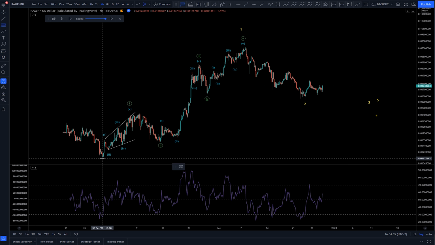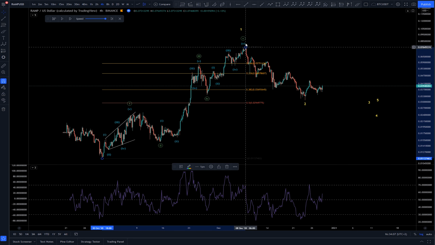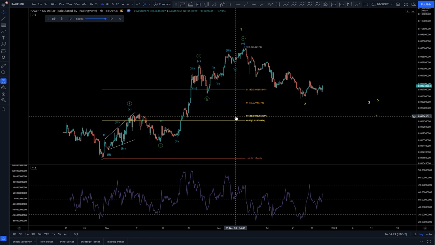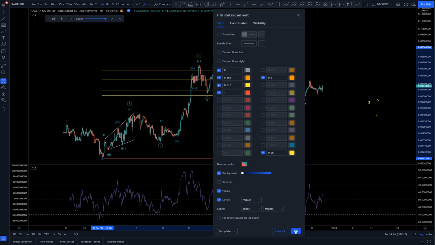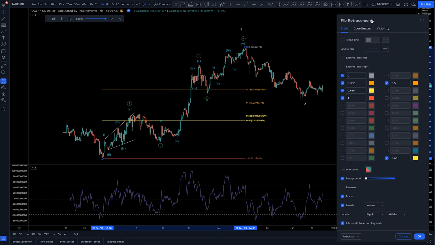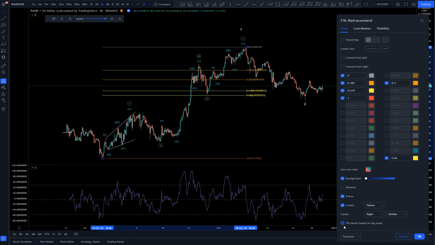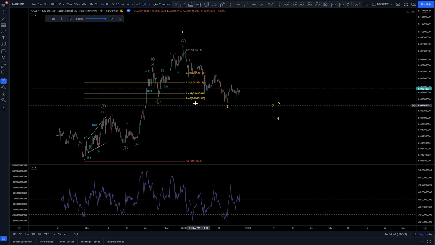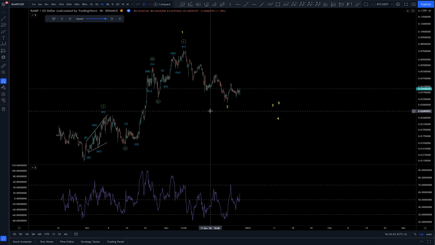Let's check out the retracement, and as you saw, it doesn't really go even into the 0.5, which is a bit weird. But if I pull out the arithmetic scale, it goes beyond the golden pocket, which is still fine. And that is basically how you would start labeling the whole chart.